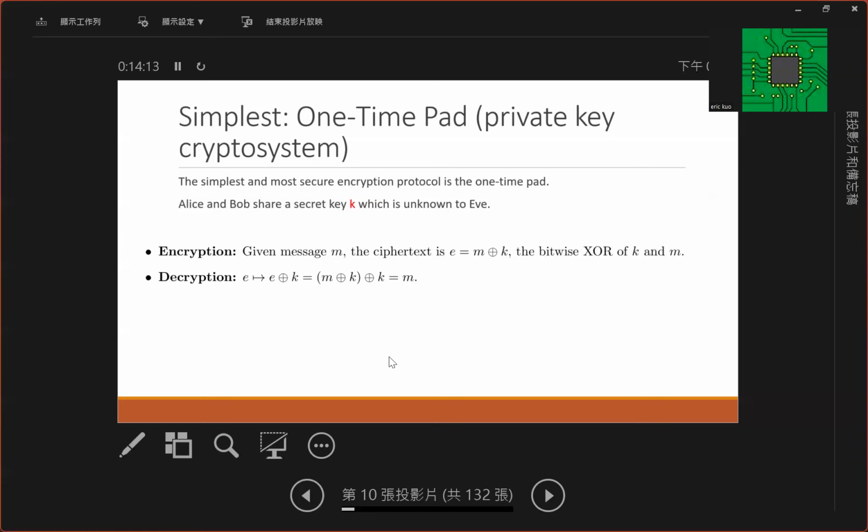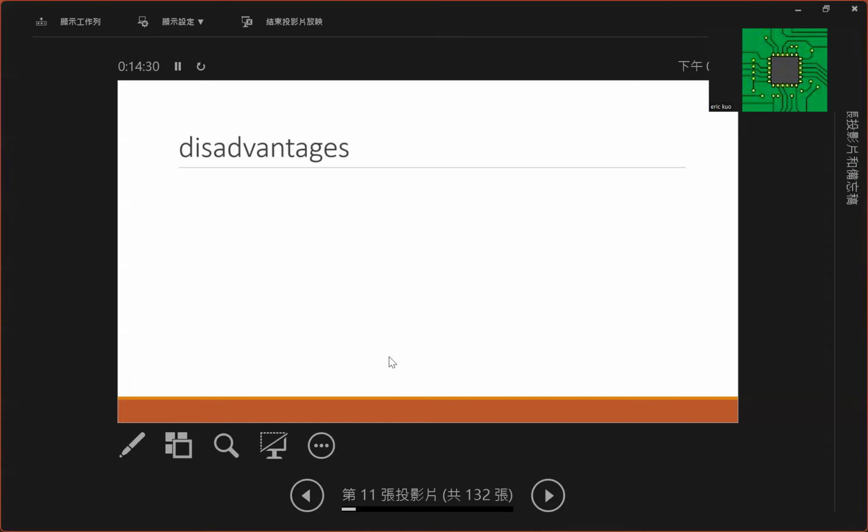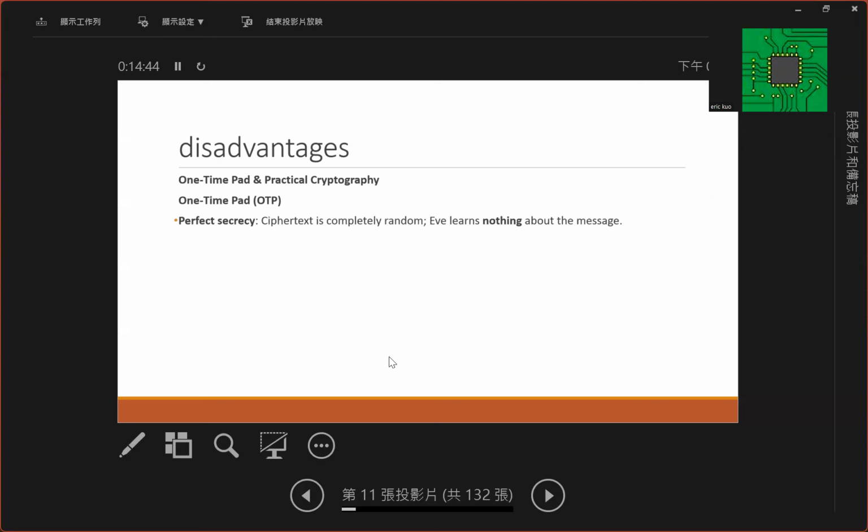So this is very trivial. It is simple, meaning that if Alice and Bob share K, and no one else knows K, then this method is completely safe. It is perfectly safe because the ciphertext learns nothing about the message. If K is random, there is no way to recover the message if you don't know K.